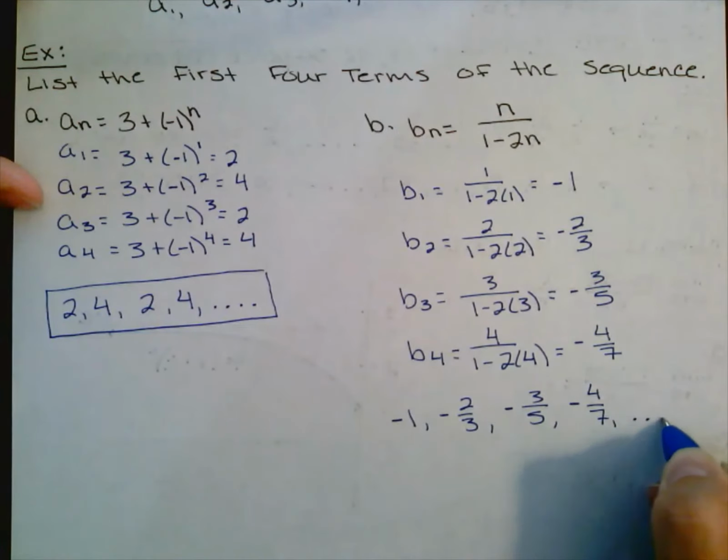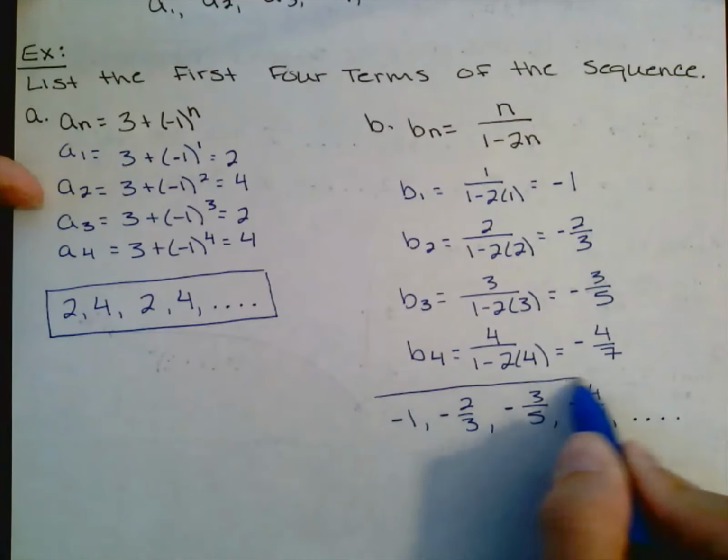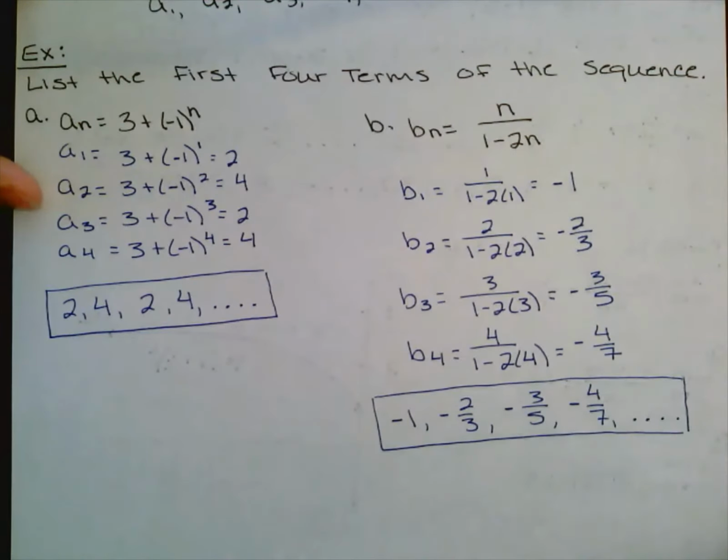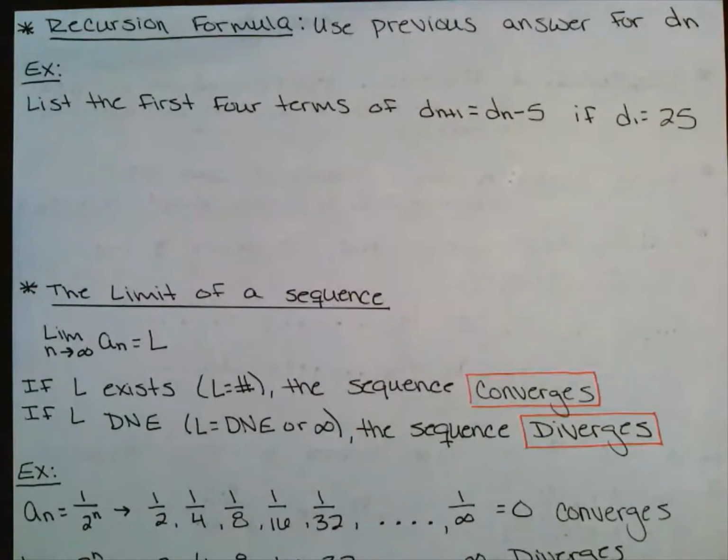And remember, this is just the first four of a sequence that does continue much longer. That's why we include those little dots there. This next style of question is called a recursion formula. And that's just because you're going to bring about and repeat the previous answer.